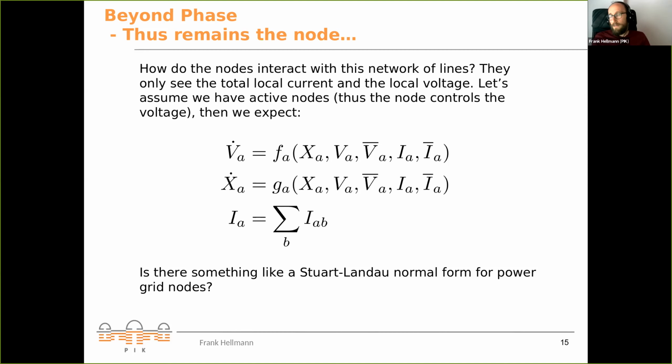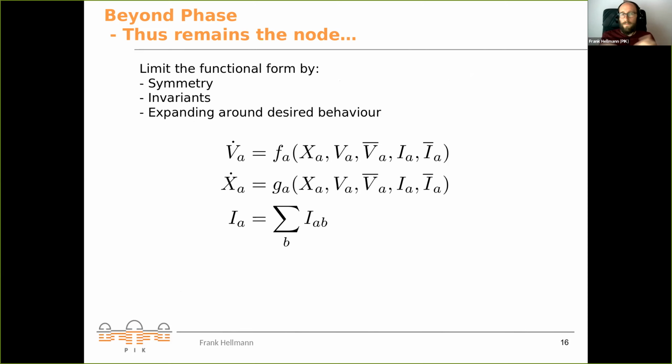What do we know about the reaction of a node to current and voltage that we can use to restrict the functional form of all of this? We know that there is some symmetry. We want to have a smooth limit cycle. We can look at the invariance under the symmetry to parameterize the system, and then we expand around the desired behavior. So this is going to be the strategy for the next few slides.